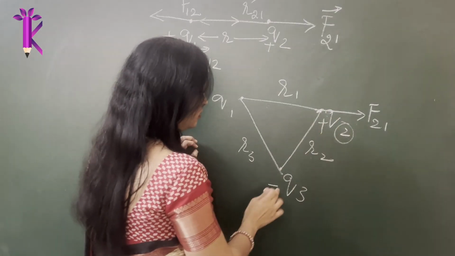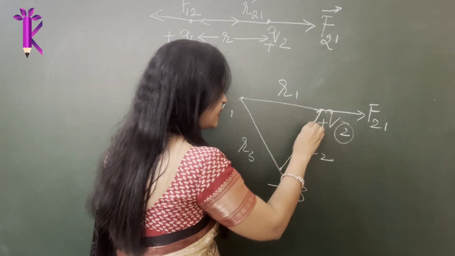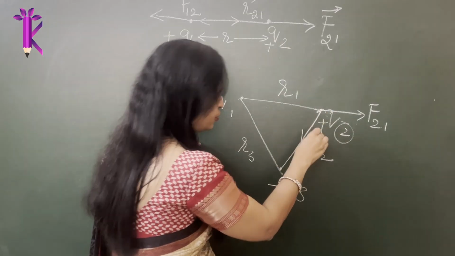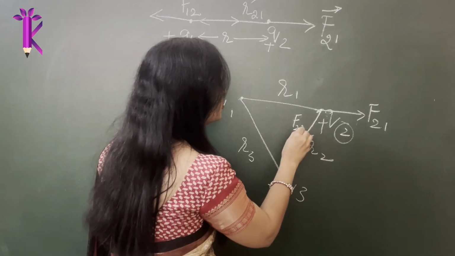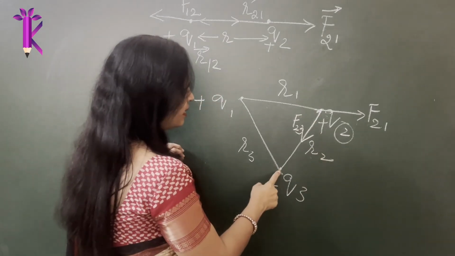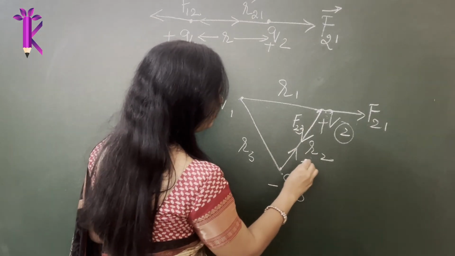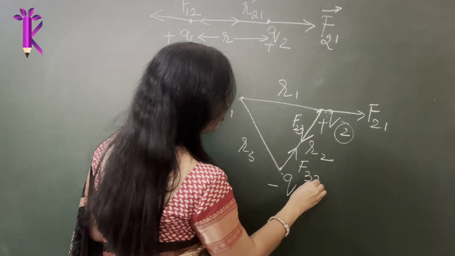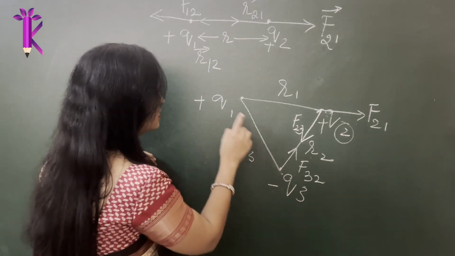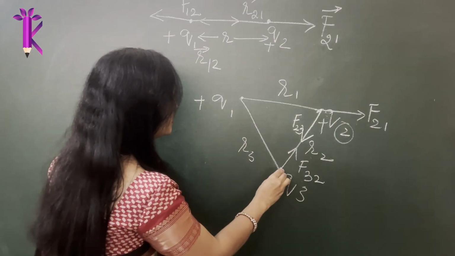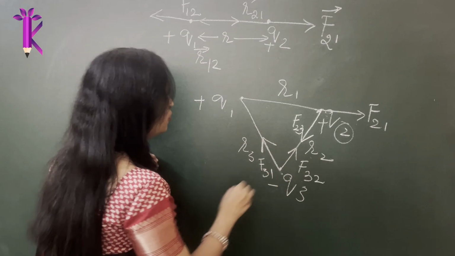So how do you refer? This is minus and this is plus. They are certainly going to attract. So this gets attracted in the direction of Q3. So what is this force called? This is the force on 2 due to 3, right? Similarly, this also experiences a force due to Q2. So this force will be force experienced by 3 due to 2. Right, due to this charge, and this will experience a force due to this. Both are plus and minus. This gets attracted here. So this is the force on 3 due to 1.